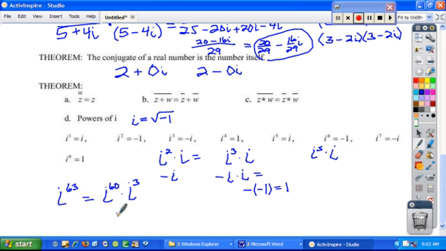You're probably saying, well, why did you do that? Why do you want it to be divisible by 4? Well, because then i to the 60th can be rewritten as i to the 4th raised to the 15th, because when you raise to a power, you multiply exponents. Well, i to the 4th is 1, so 1 to the 15th is still 1, so I have 1 times i cubed, and we already know i cubed is negative i.